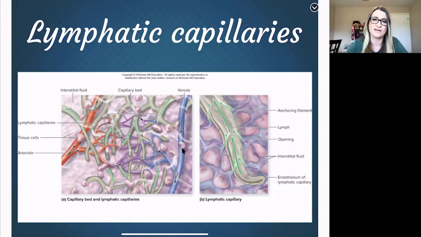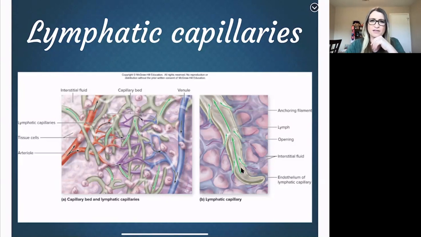And so there are these filaments called anchoring filaments that anchor the cells of the lymphatic capillary to the surrounding tissue so that the structure remains intact. So those are those little purple lines that you see there. Those are anchoring filaments.